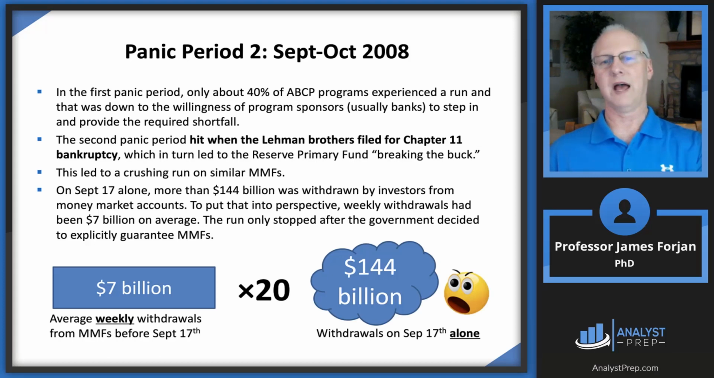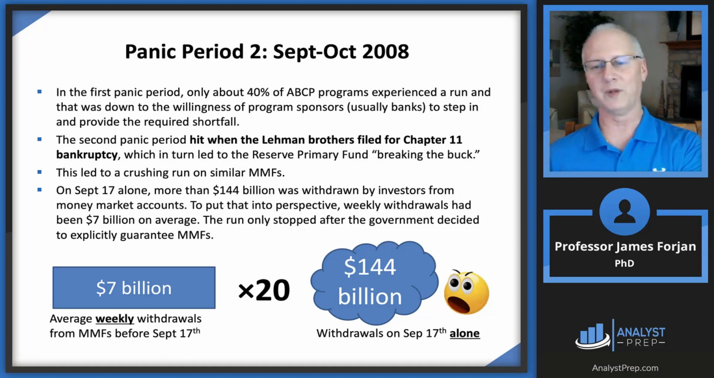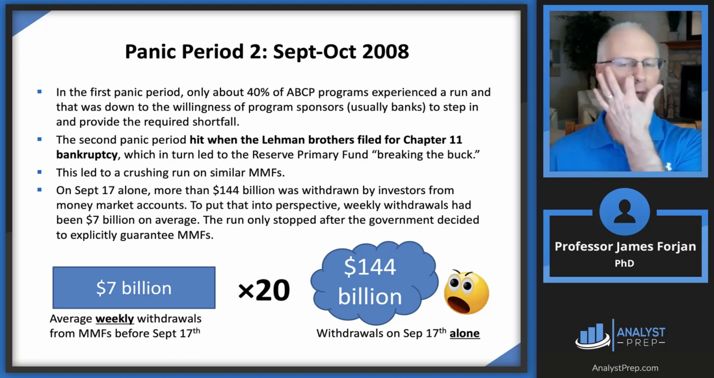Oh boy, so what happens now? We've got this Lehman Brothers bankruptcy, file for Chapter 11. That directly led into the breaking of the buck, and this led into a run on other money market mutual funds. So look at that number there, 144 billion withdrawn by investors in money market accounts. I know my wife and I, we didn't withdraw anything from our money market account, so we didn't contribute to that. But look at the bottom little illustration there, 7 billion before September 17th. 144 billion after September 17th. So what does that sound like? I mean, clearly 7 to 144 of withdrawals. That sounds like a crisis.